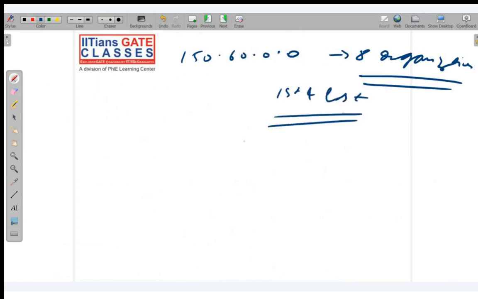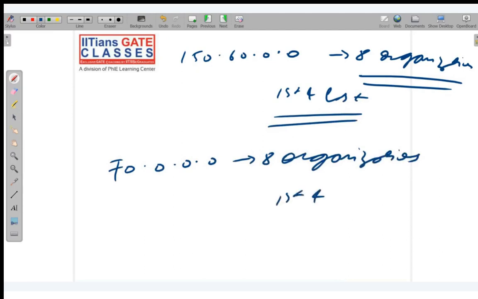Okay, and then say 70.0.0.0, 8 organizations we have shared, and you have to find first and last. Please, it's my humble request. Please, everybody do this question, because in the next class I will take a very big flight, in the sense I will give you questions from in between. Like I have shared an IP address between 16 organizations, and I will ask the first and last IP address of the 10th organization. Directly you have to calculate that. So to reach that level, we have to solve this basic question fluently.